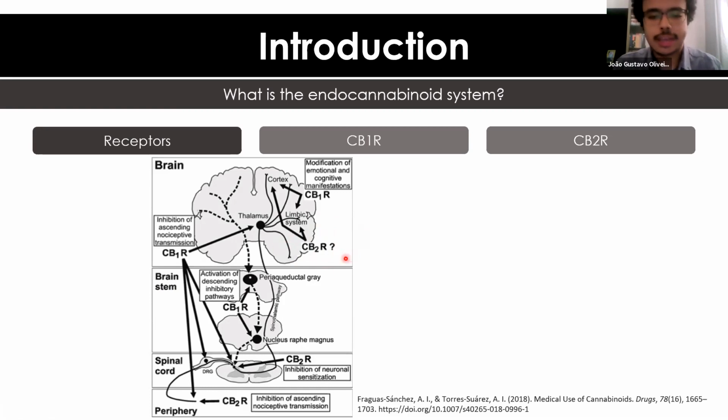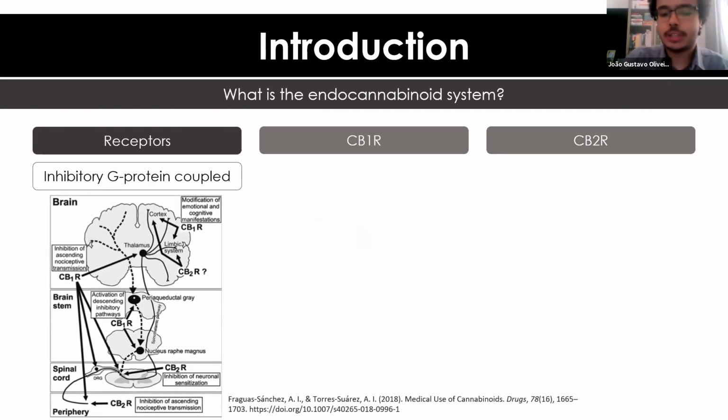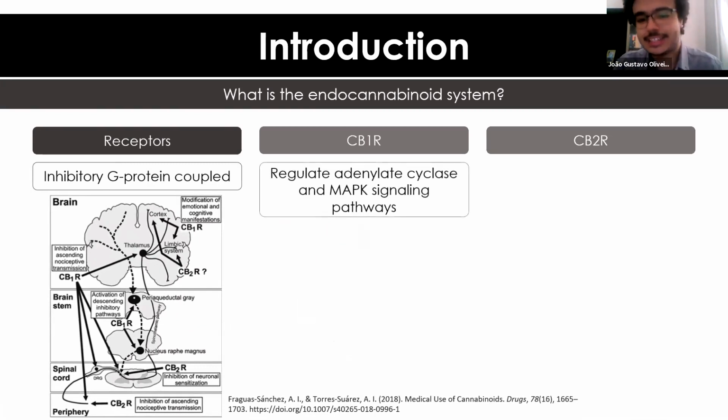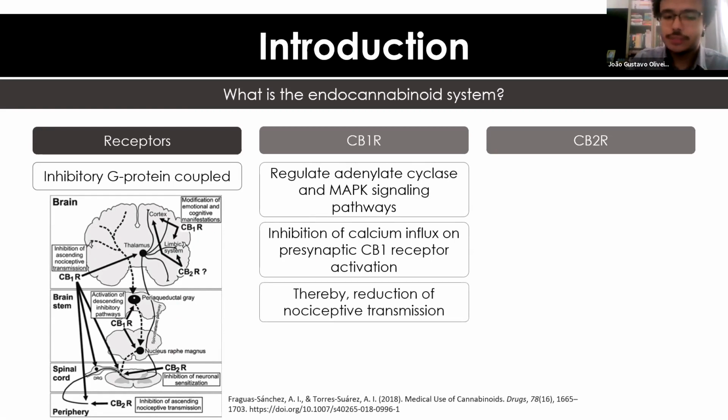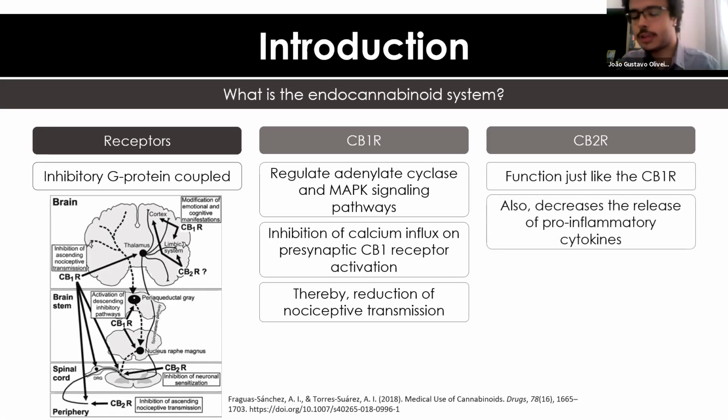In the limbic system, there is a lack of evidence, but we can see it being expressed in the dorsal horn of the spinal cord and in the periphery of the nervous system. These receptors are inhibitory G protein coupled receptors, which regulate the adenylate cyclase and MAPK signaling pathways. It means that they can inhibit the calcium influx on presynaptic CB1 receptor activation and thereby reduce nociceptive transmission. That's important because these presynaptic neurons will not be able to release neurotransmitters associated with nociceptive transmission, such as glutamate, GABA, and other ones. The CB2R functions just like the CB1R, but it can also decrease the release of pro-inflammatory cytokines.